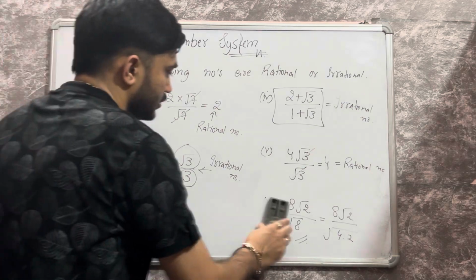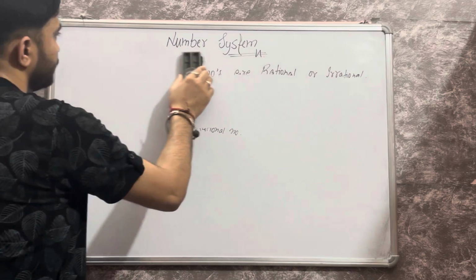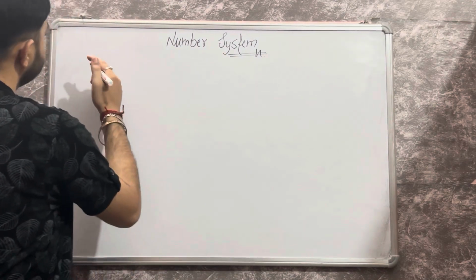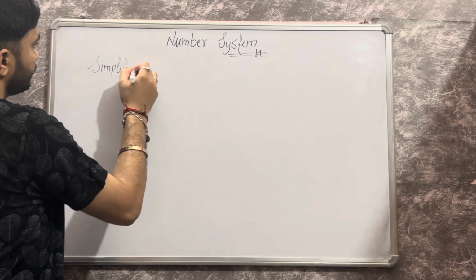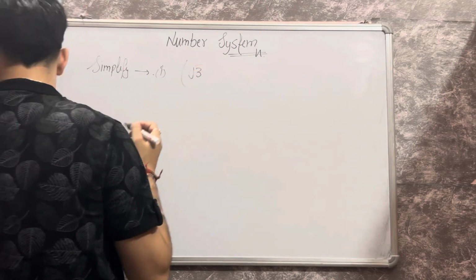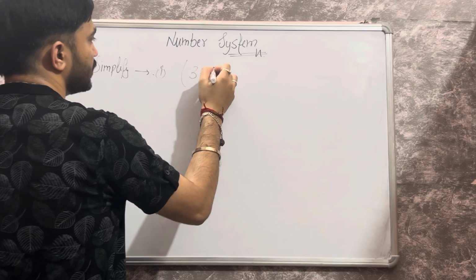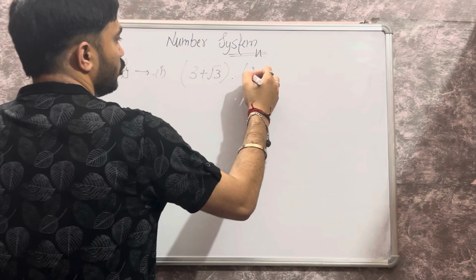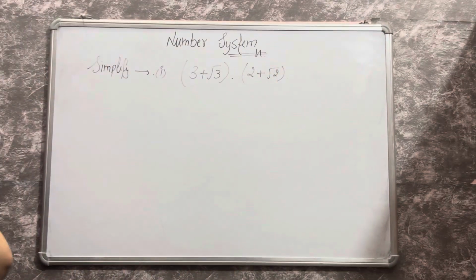Now let us solve some other type of question. So the question is simplify: first question, that is under root 3 plus under root 3 multiplied by 2 plus under root 2. How are we going to solve this?